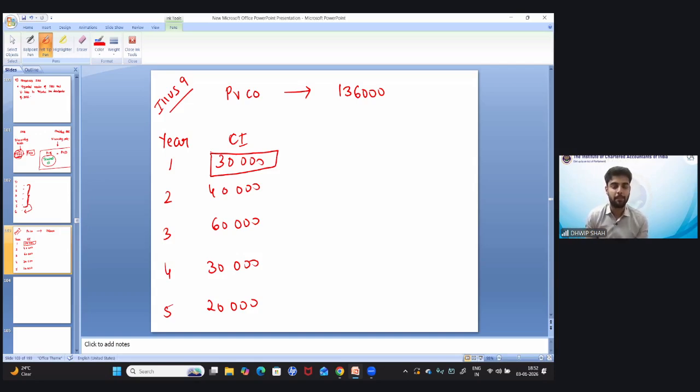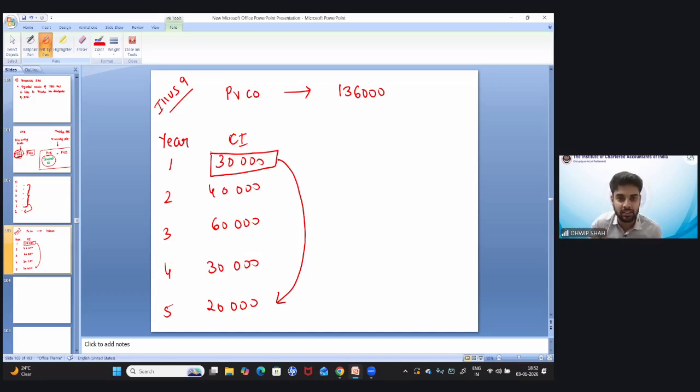Tell me, you will keep it in your pocket, under the bed, in a safe, in a bank, and you will reinvest this? Obviously reinvest, correct? So here modified IRR says that this 30,000 will be reinvested for a further 4 years. Are you getting this? This 30,000 you got at the end of year 1, and the life of the project is 5 years, so it will be reinvested for 4 more years at some rate of return.